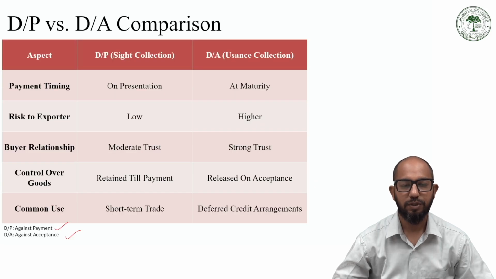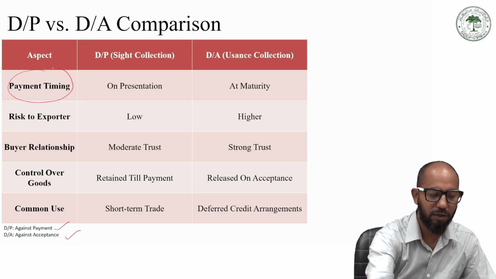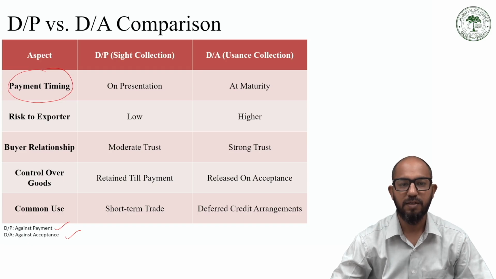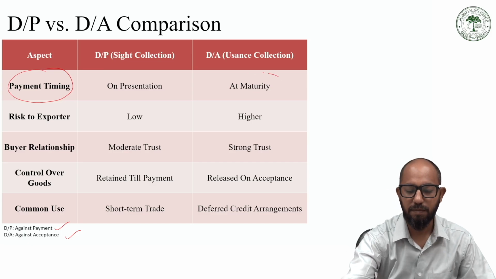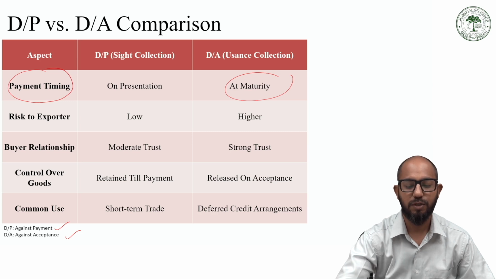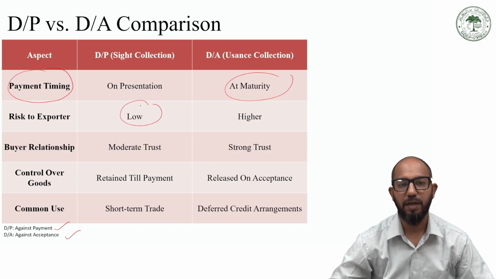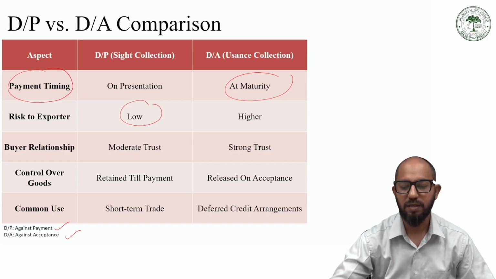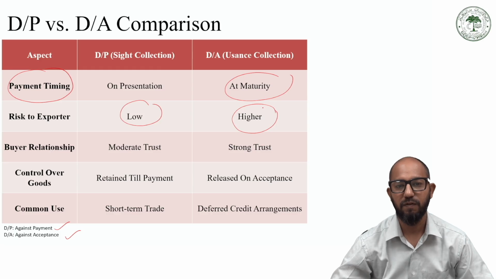Let us now try to discuss the comparison between DP, that is documents against payment, and DA, that is documents against acceptance. With respect to payment timing, under DP, that is sight collection, the payment is made on presentation. On the other hand, when it comes to DA, it is generally at the maturity time. With respect to risk to the exporter, the risk is low under the payment mechanism, while the risk is higher under the acceptance mechanism.